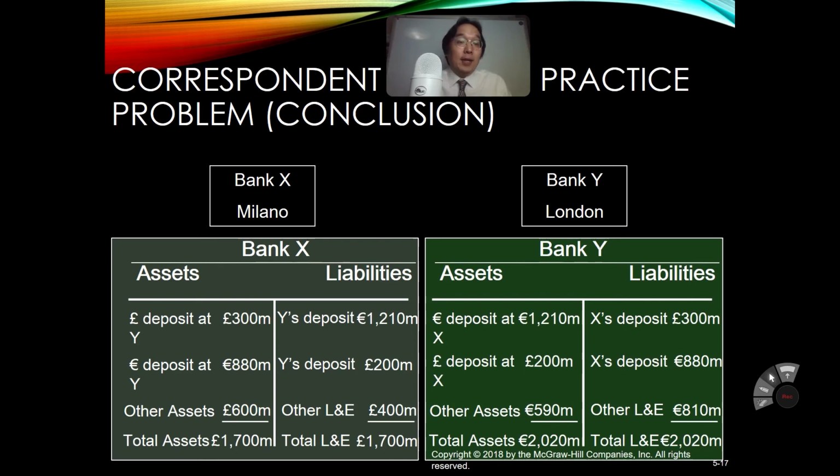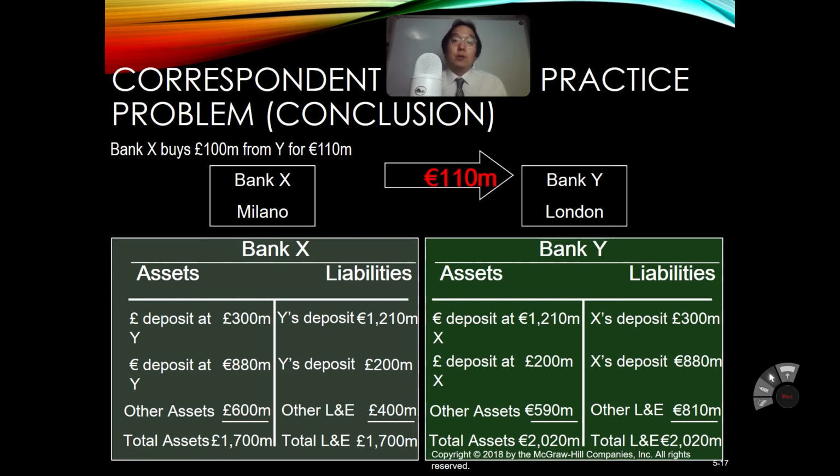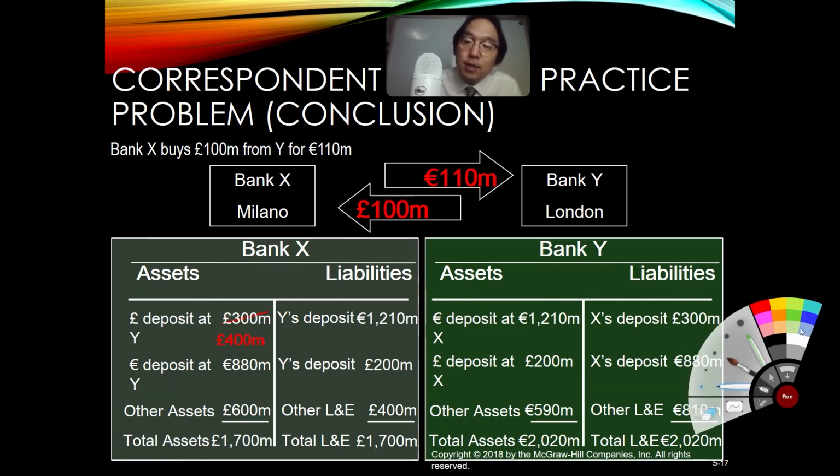Good. Bank X, so what was happening in the story? Bank X buys 100 million pounds from Bank Y for 110 million euros. So Bank X gives 110 million euros to Bank Y in exchange for 100 million pounds. And then what happens to Bank X's balance sheet? You got 100 million pounds from Bank Y, so it increases your pound account. Asset increases by 100 million pounds.